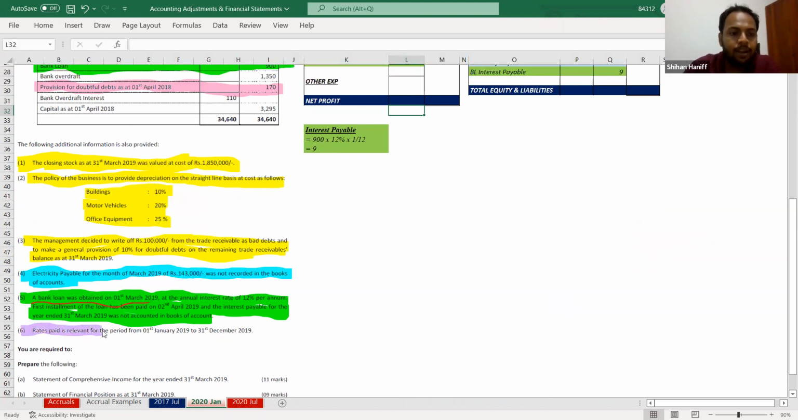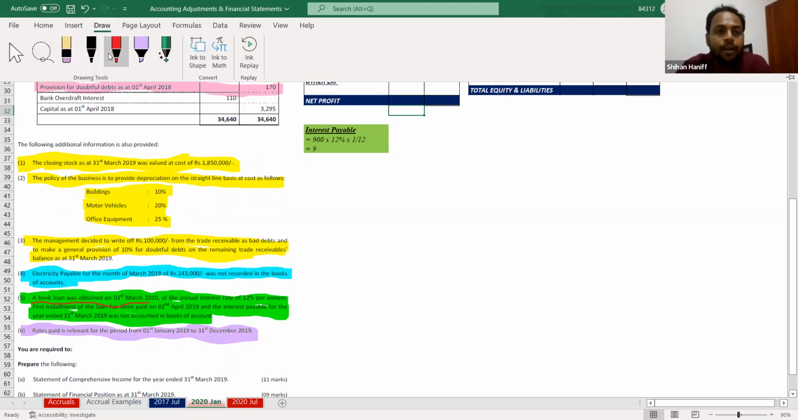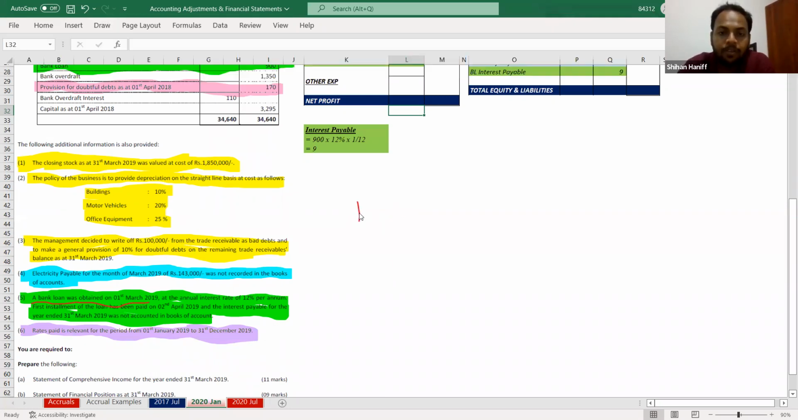Rates paid is relevant for the period from 1st January to 31st December 2019. Okay, so this is also a very important question to understand prepayments. Let me explain. This is our financial year: first of April 2018 to 31st March 2019.